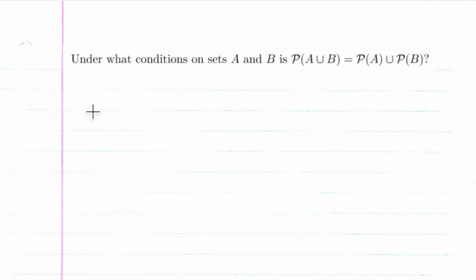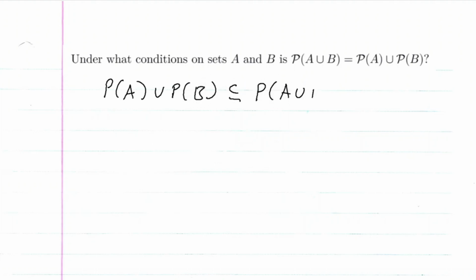Okay, so we're wanting to show under what conditions on sets A and B is the power set of A union B equal to the power set of A union the power set of B, right? We've already proven that the power set of A union the power set of B is a subset of the power set of A union B. So we are going to try to find some conditions that make this statement hold.